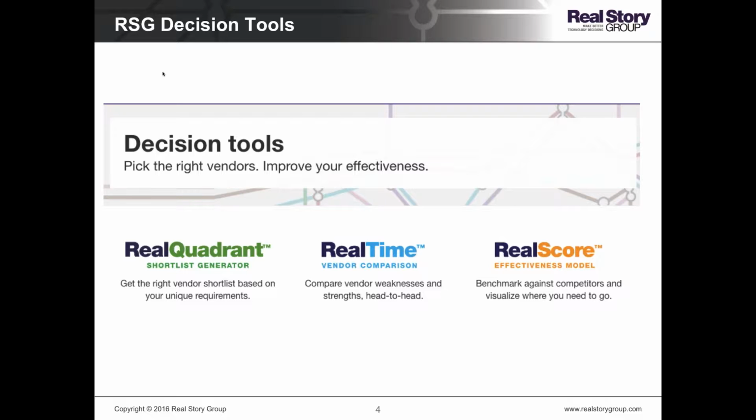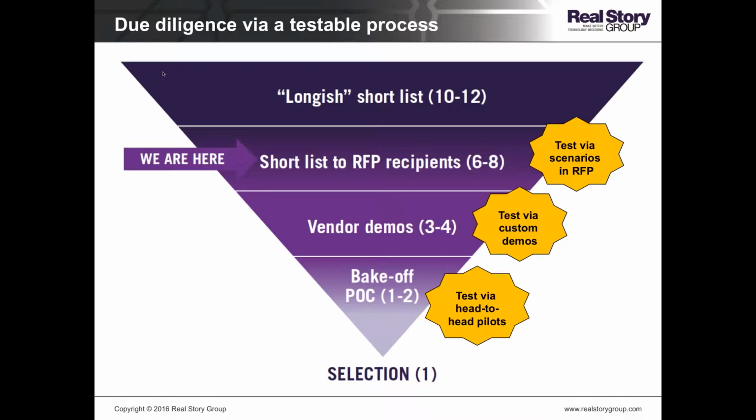So a really powerful effectiveness benchmarking tool, and that's RealScore. Today, though, we're going to be talking about the shortlist generator, RealQuadrant, and a little bit about what we call real time, because those two tools on the left there are very, very related. So with that said, why are we having this conversation?